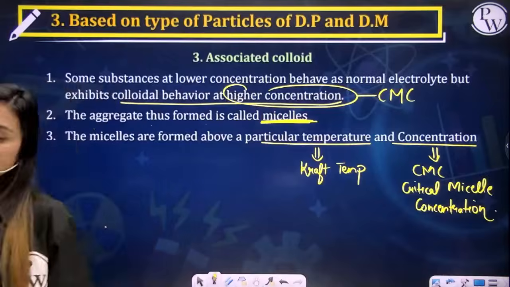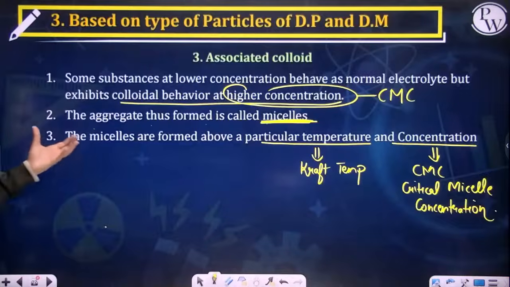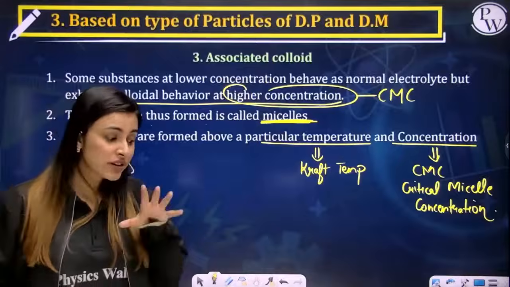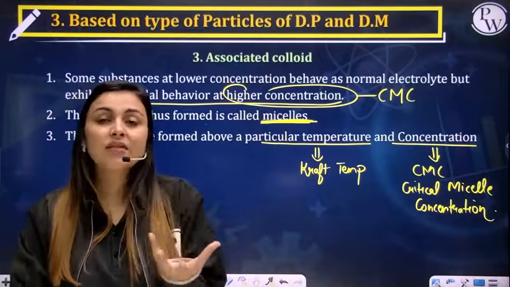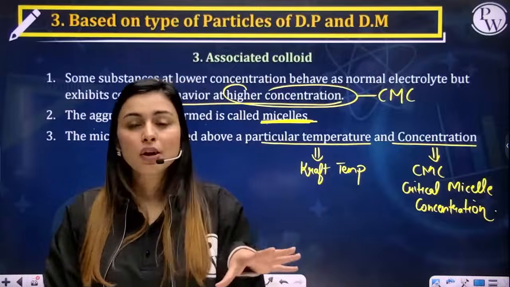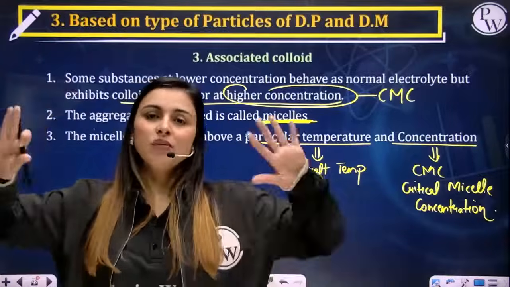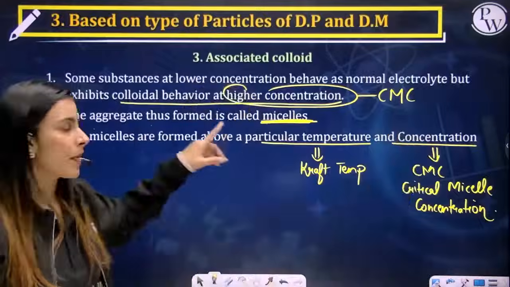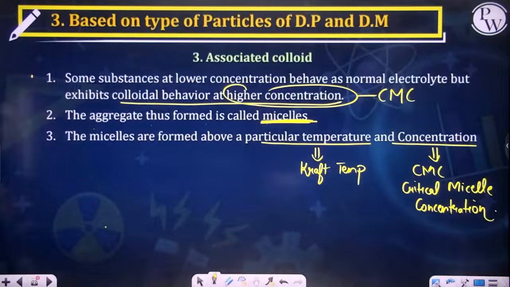Okay, perfect. So this is how you form an associated colloid. Associated colloids behave as colloids at a particular concentration and at a particular temperature, whereas the other two types behave as colloids every time in one particular range. So this is the difference between the associated colloid and the other types of colloids.